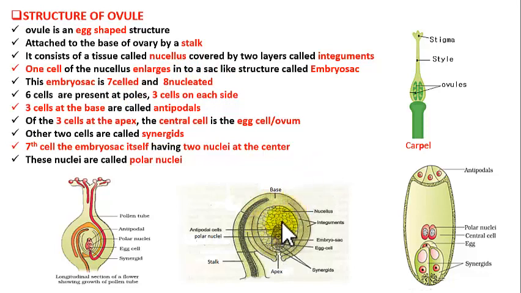So now let us locate where those 7 cells and 8 nuclei are in the embryo sac. So students, look here. I am showing the embryo sac over here. This embryo sac is kept here and is shown. So in this embryo sac you find 3 cells at this pole and 3 cells at this pole. So 6 cells are present, 3 cells at one pole, 3 cells at another pole.